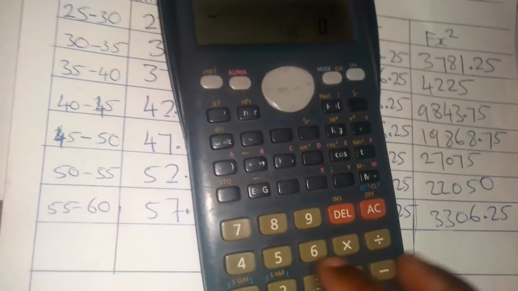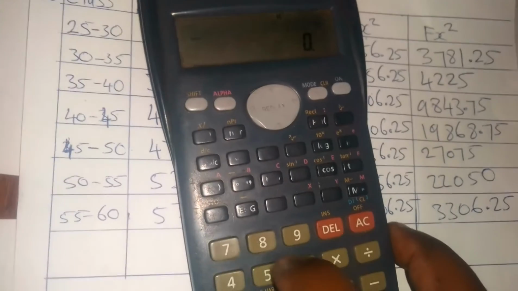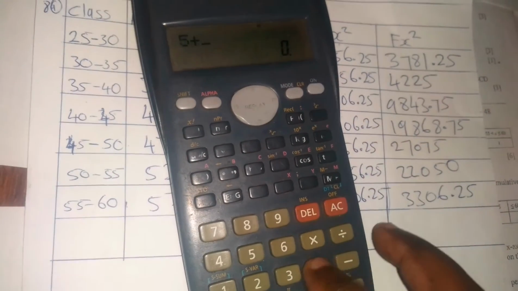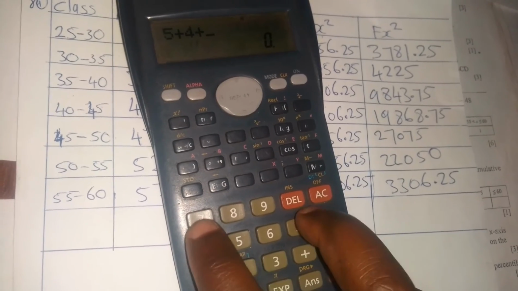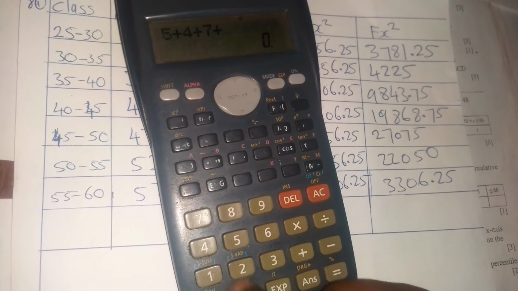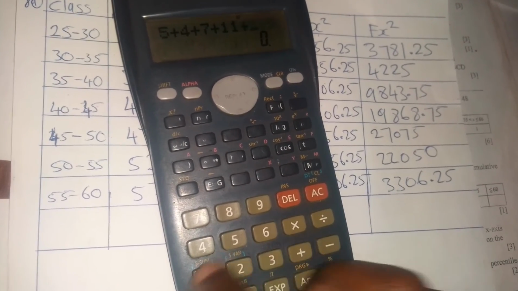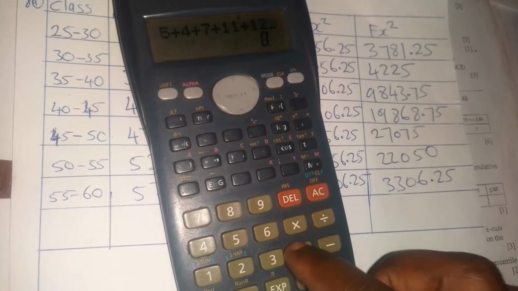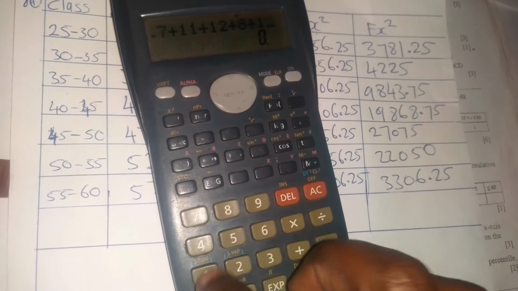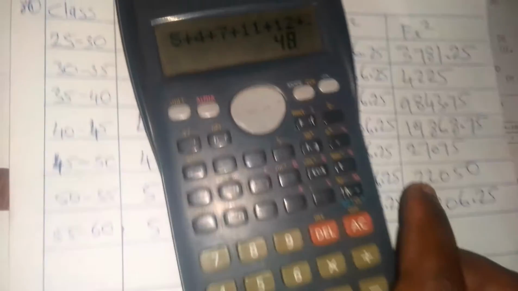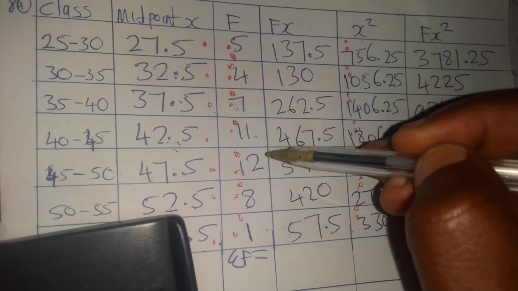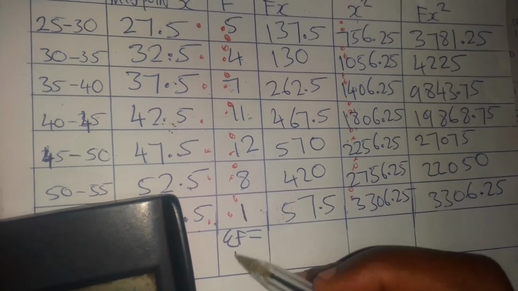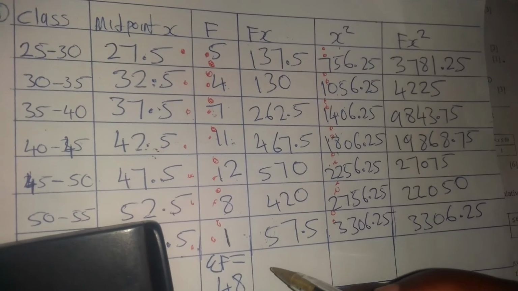Let me do it again, I didn't do it nicely. So I'm saying you add 5 plus 4 plus 7 plus 11 plus 12 plus 8 plus 1, 48. You see that? 48. So when you add these numbers, 5 plus 4 plus 7 plus 11 plus 12 plus 8 plus 1, you get 48.